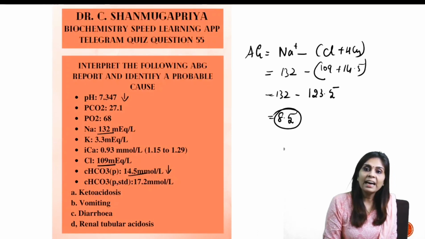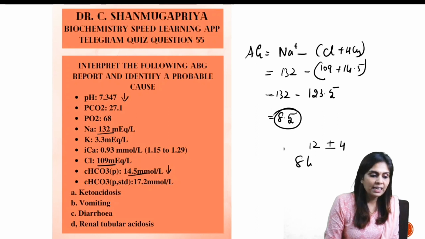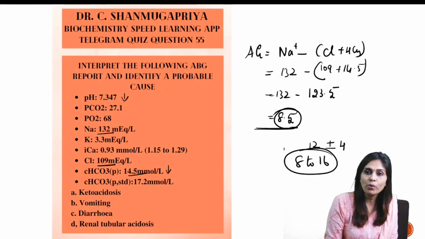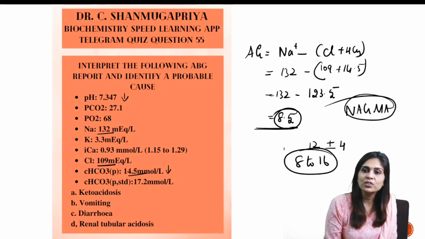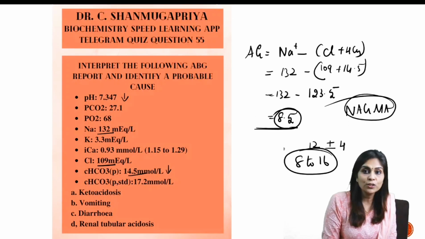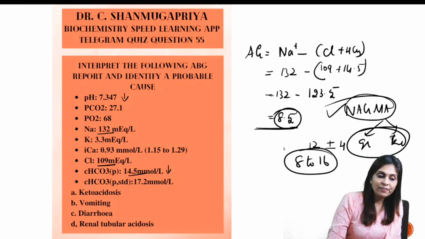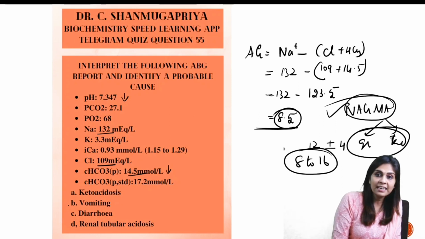And what is a normal anion gap? If you have not included potassium in the calculation, normal anion gap is 12 plus or minus 4. So it is between 8 and 16, which is the normal value. Here the value is 8.5. So it's a case of normal anion gap metabolic acidosis, which means it's caused by loss of bicarbonate either through GIT or through kidney. And the moment you have identified that it's a form of normal anion gap metabolic acidosis, which of these causes can you exclude?